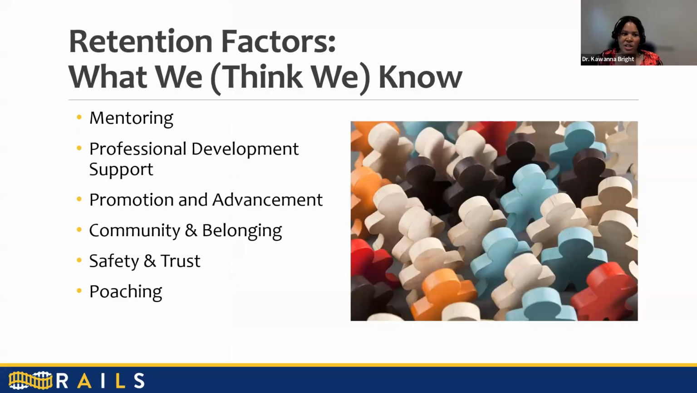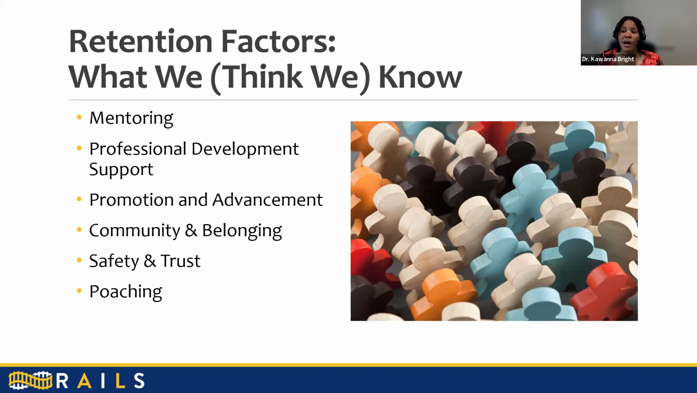And so when we talk about retention factors, this is once again what we think we know and what the literature tells us and what experience tells us is that mentoring is important. That having a mentor, having someone that they can rely on to support them in that process is important. Professional development support is coming through is important. And we're actually starting to see this both quantitatively and qualitatively. Research shows that people will indicate that if they have professional development support, they're more likely to remain at an institution.